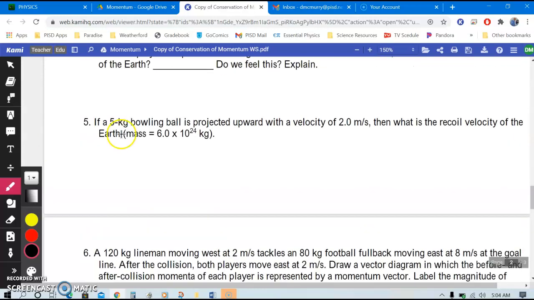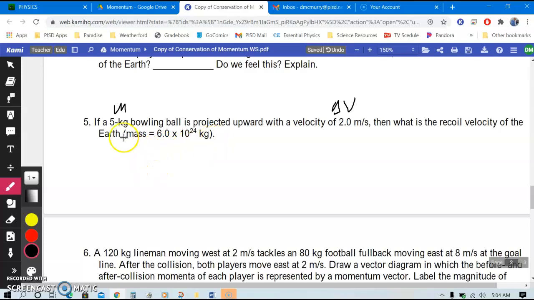But here we go. It says if a 5 kilogram bowling ball is projected upward with a velocity of 2.0 meters per second. So first of all, this here is our mass, and it was at rest, so we could actually argue this is our change in velocity. Okay, it was going 0, now it's projected upward with a velocity of 2.0 meters per second. Now, we know that for every force that put the force on this, it's going to put a reaction force on the Earth.